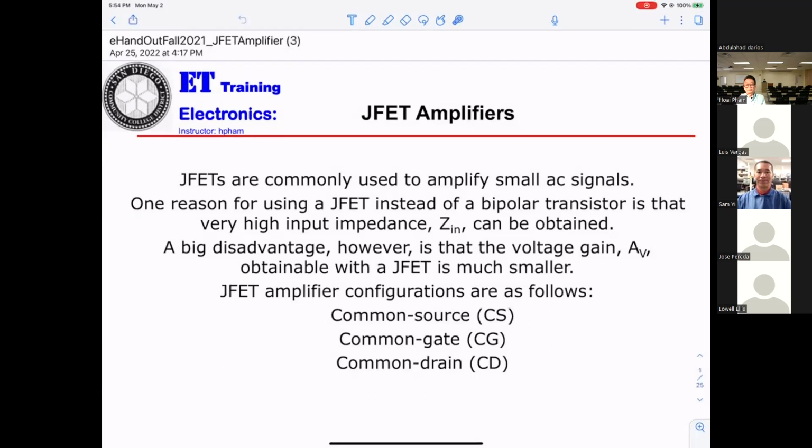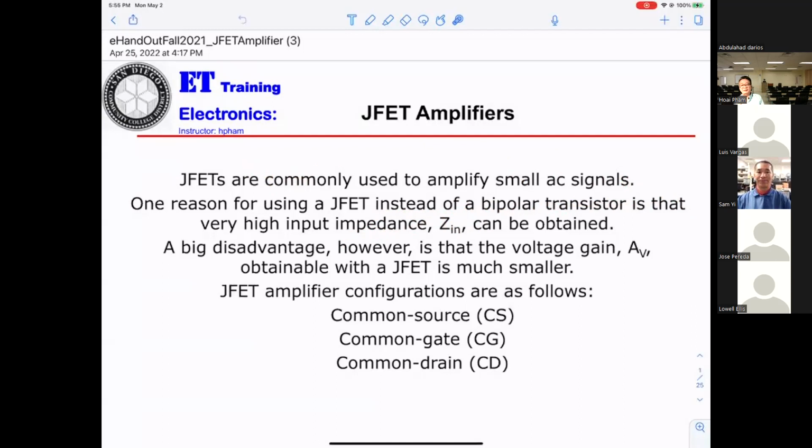Okay, and today we start with the amplifier. The JFETs are commonly used to amplify a small AC signal. One reason for using a JFET instead of the bipolar transistor is that a very high input impedance Zin can be obtained. That's a difference. Okay.